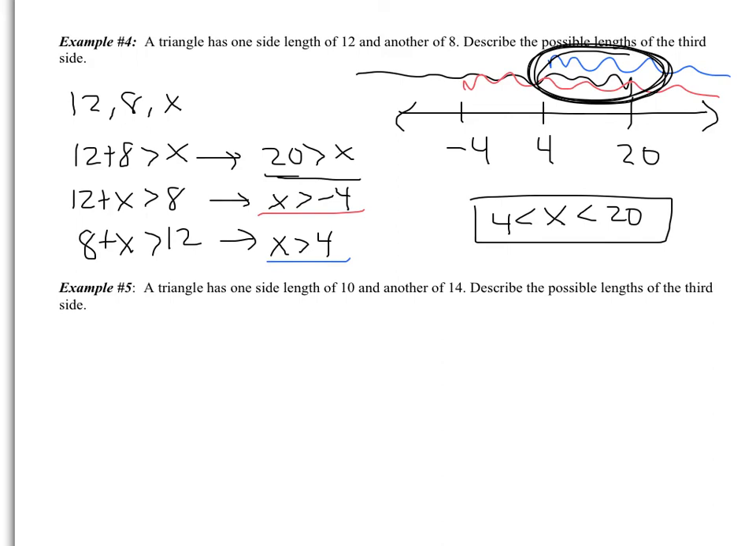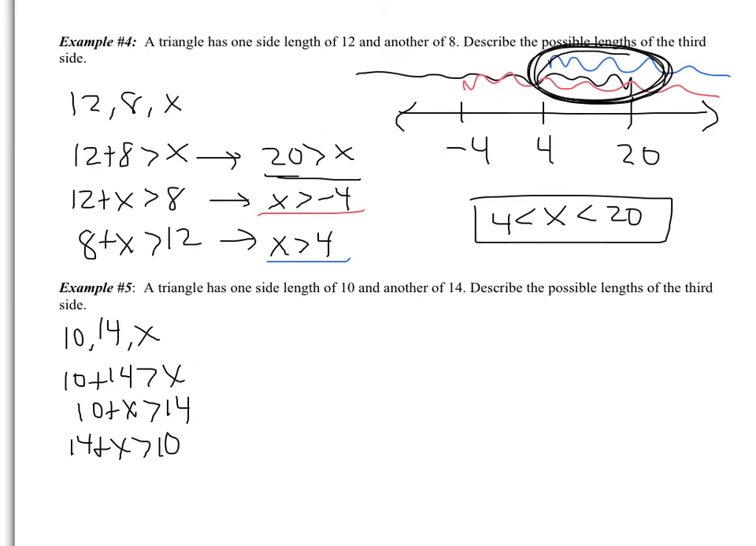So pause the video right now and try example 5 on your own, please. Okay, so we should have had sides of 10, 14, and x. My three inequalities are 10 + 14 is greater than x, 10 + x is greater than 14, and then 14 + x is greater than 10. When I solve, I get 24 is greater than x, x is greater than 4, x is greater than negative 4.